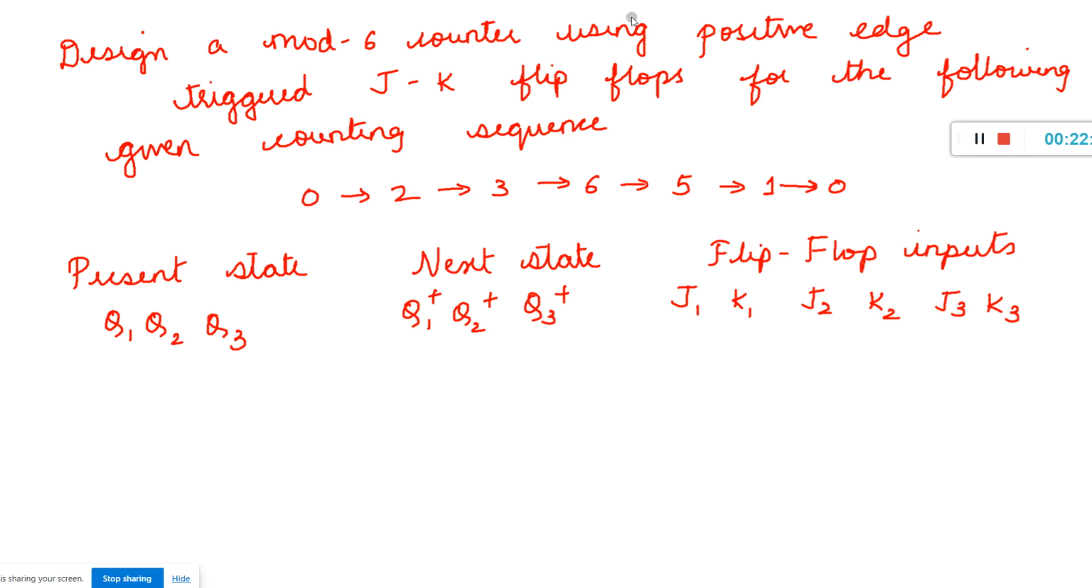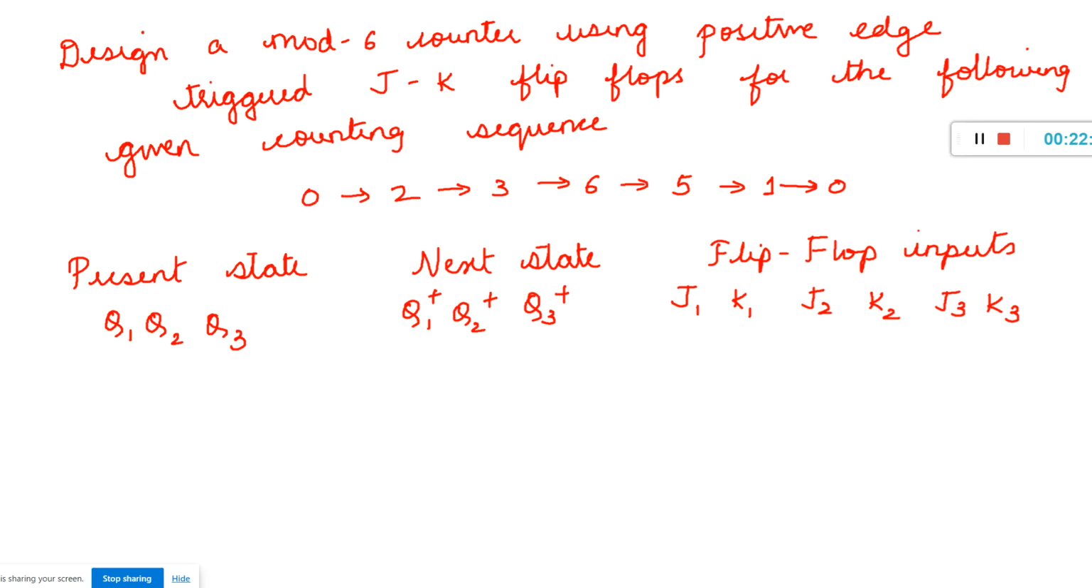Design a mod 6 counter using positive edge triggered JK flip-flop for the following given counting sequence. Okay, so here I have given a sequence 0. After 0 it should go to 2. After 2 it should go to 3. After 3 it should go to 6. After 6 it should go to 5. After 5 it should go to 1 and then again 0. How many states? 1, 2, 3, 4, 5, 6. Six states are there, isn't it? So it is a mod 6 counter.